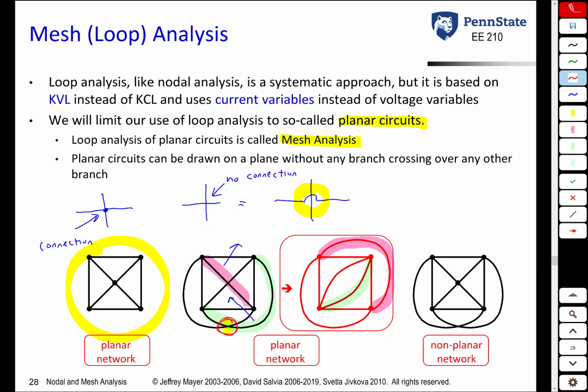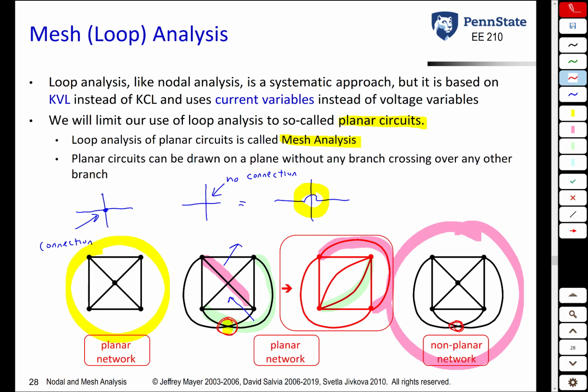This third one, on the other hand, there's nothing you can do to get rid of that thing there. There's no way you can stretch these wires to get rid of the fact that they cross over without connecting. So this one could not be drawn flat on a piece of paper. So this is a non-planar circuit, so this technique that we're covering here does not work.